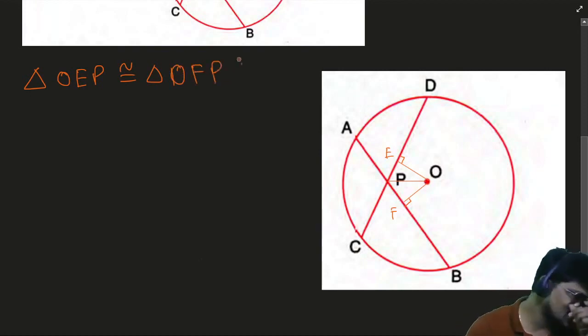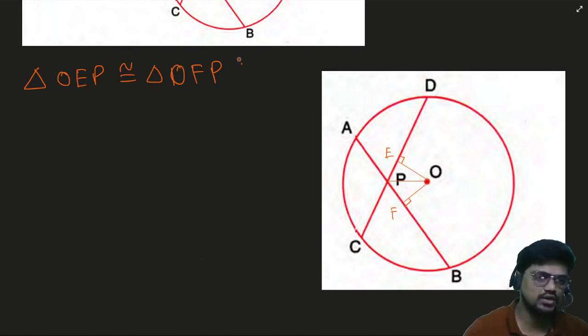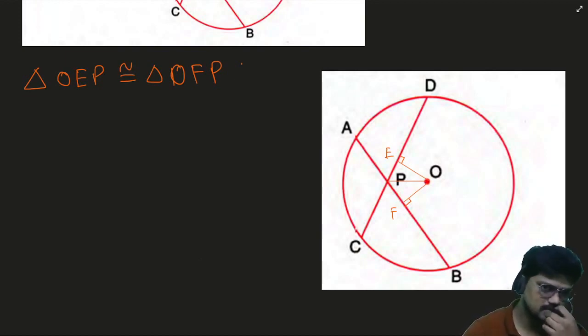How will I prove that the two triangles are congruent? Can any one of you tell? Give me the three conditions which are equal, also the reason. You need to prove that the two triangles are congruent. Once you prove it, everything will be easy. How will you prove? Anyone? Ashutosh: Sir, OE is equal to OF because 90 degree.